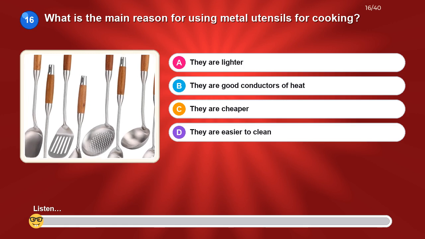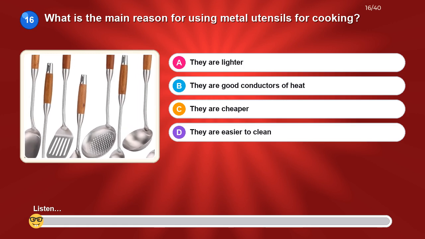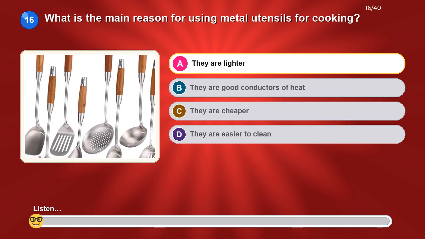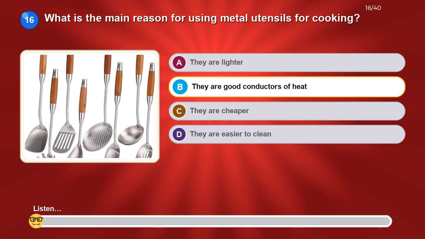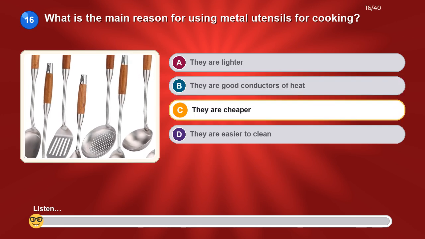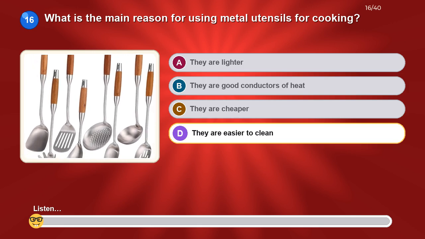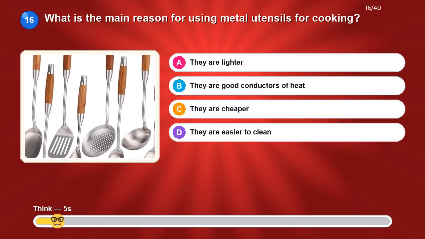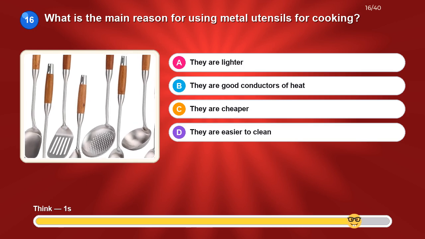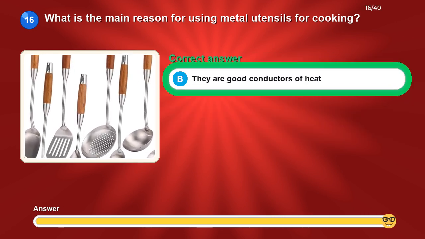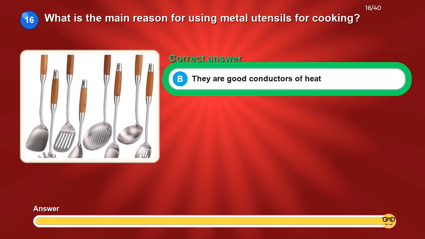What is the main reason for using metal utensils for cooking? Option A, they are lighter. Option B, they are good conductors of heat. Option C, they are cheaper. Option D, they are easier to clean. The correct answer is, they are good conductors of heat.